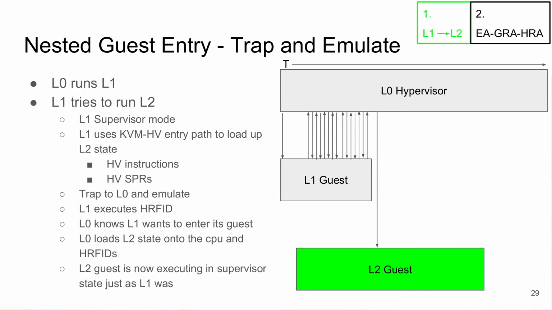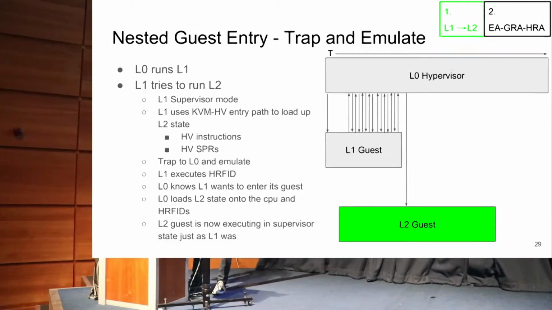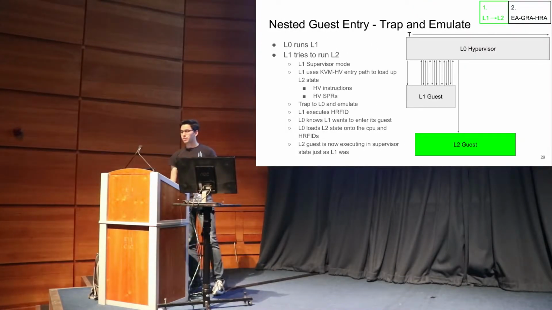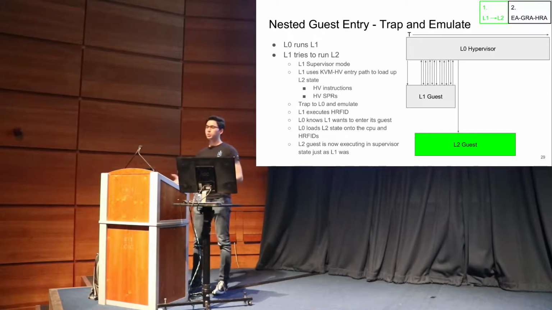Now, how are we going to get into our nested guest? So like before, level 0 runs level 1, and level 1 decides to run its level 2 guest.